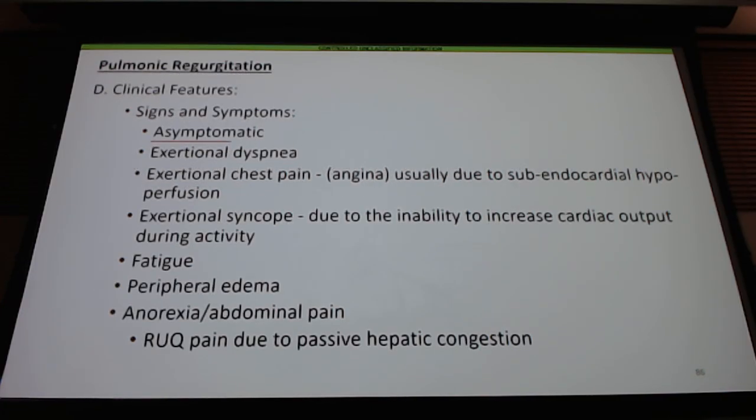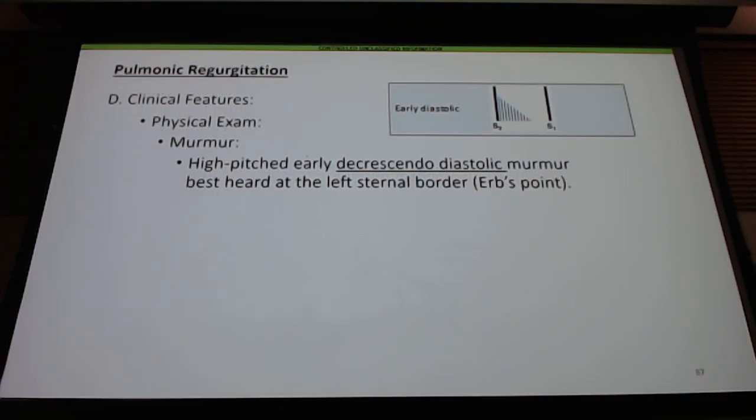And they tend to be asymptomatic for a long period of time until it gets to the point where that regurgitation is just so bad that there is no way to meet that cardiac output that's necessary. So they start having those exertional symptoms associated with this, but then they also, of course, have those right-sided heart failure symptoms as well. And the murmur with a pulmonic regurgitation is this decrescendo pattern, best heard at Erb's point of the left sternal border, exactly like aortic regurgitation.